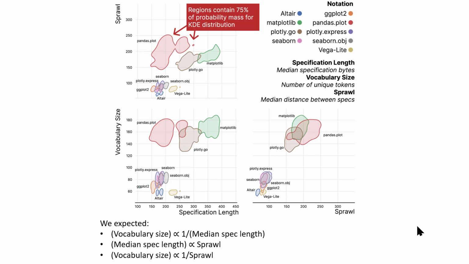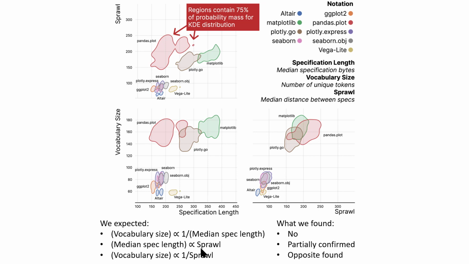We can also come back to the expected relationships between these 3 quantities and check to see if any of these are confirmed. And it turns out largely they are not confirmed. So vocabulary size versus median spec length, that would be in this plot, and if they were inversely related, we would expect to see the notations along a line something like this, and that's not what we find.